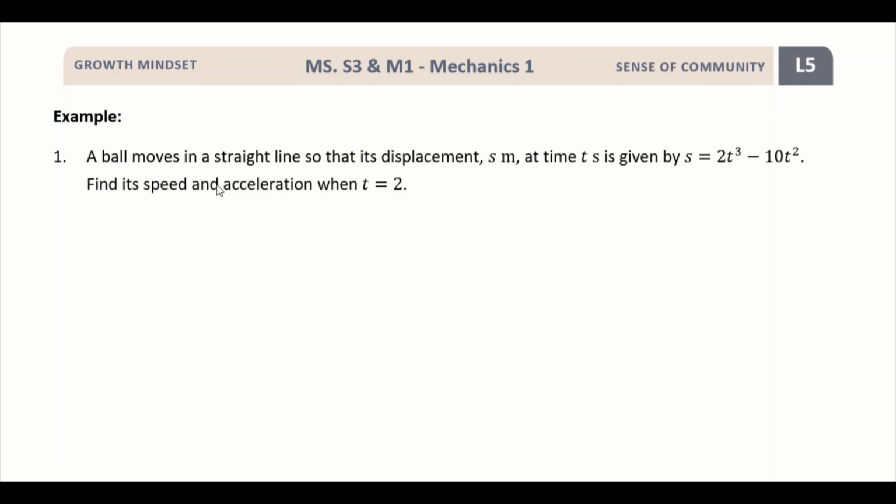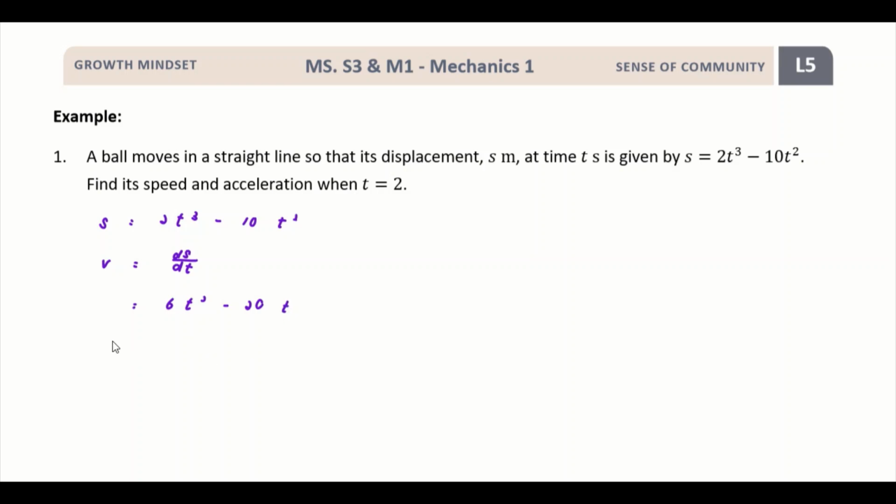Okay, a ball moves in a straight line so that its displacement at time t is given by s equals 2t cubed minus 10t squared. Find the speed and the acceleration when t equals 2. I hope that it's very easy. For speed, we are looking for the velocity first. Velocity is equal to the derivative of displacement with respect to time. So we are going to differentiate this, and I get 6t squared minus 20t.